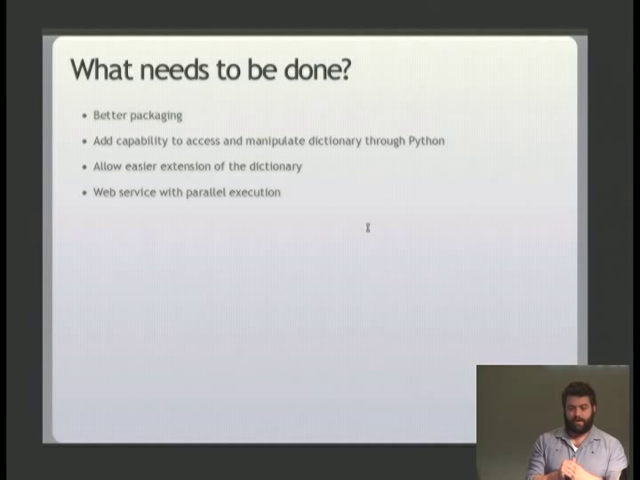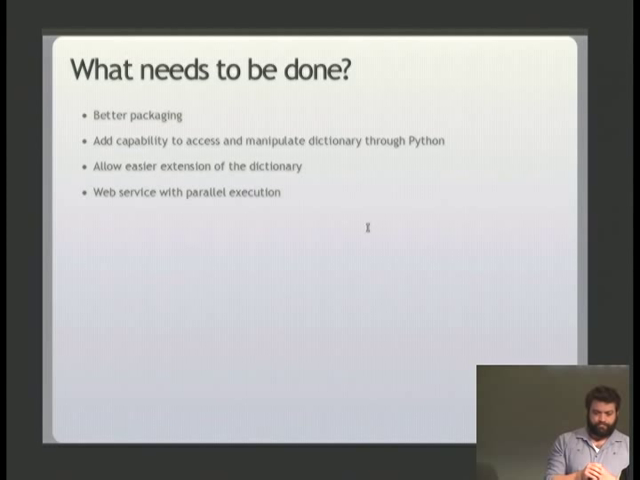Another thing that is troubling to me is that it lacks the ability to access and manipulate the dictionary through Python. The dictionary is just stored in a flat file format, and you can't get at it. I would like to be able to say, what disjuncts are connected with this word? Can these two words be connected, and how? And I'd like to be able to do that through Python. I don't think that's a huge amount of work, to just process that flat file.